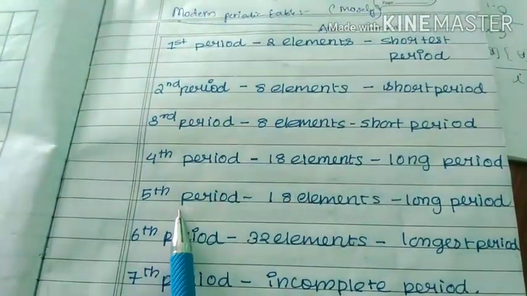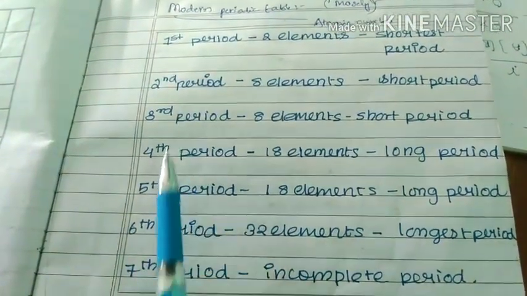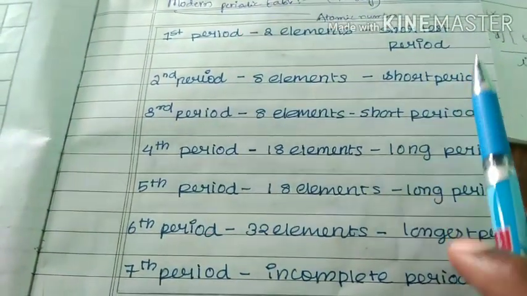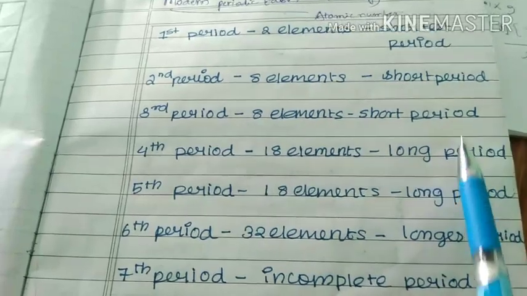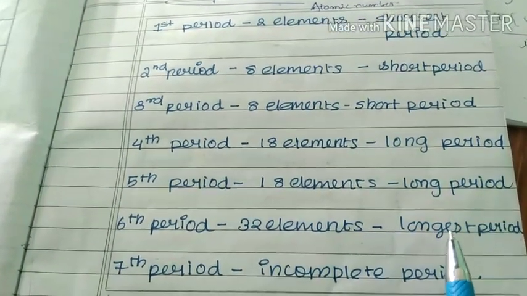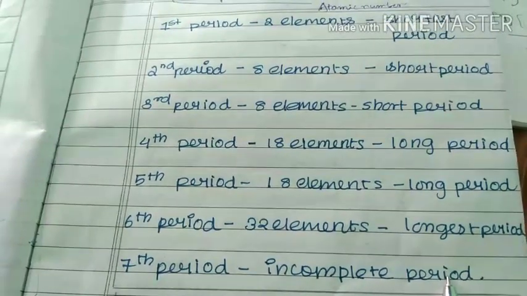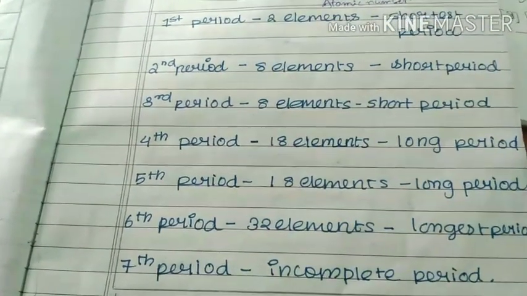7 periods: 1, 2, 3, 4, 5, 6, 7. The first period is the shortest period. The second and third periods are short periods. The fourth and fifth periods are long periods. The sixth period is the longest period, and the seventh period is an incomplete period.